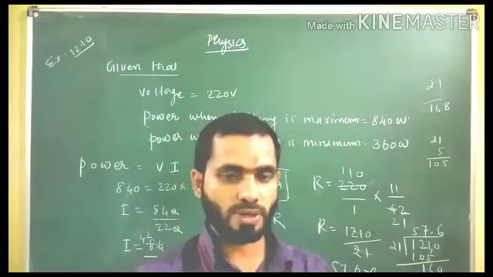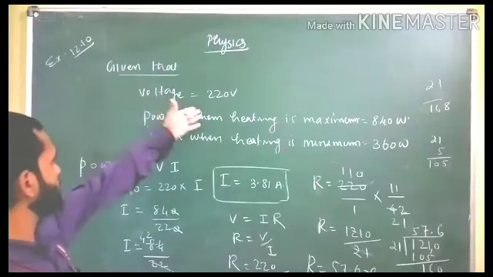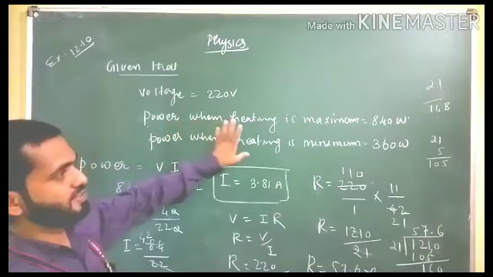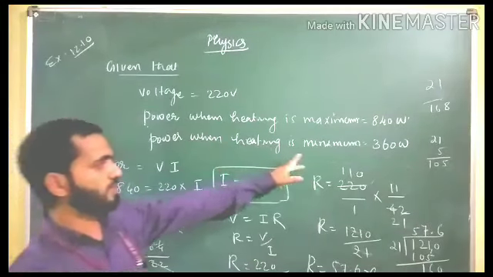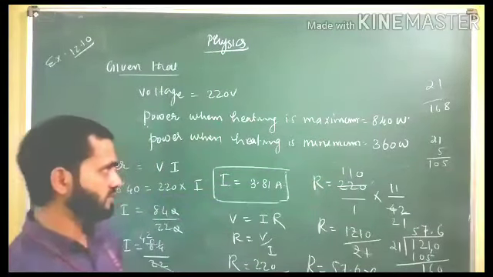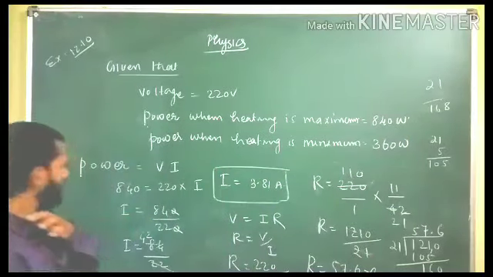57.6 ohm. So once again, students, I will explain from here. Voltage is given, 220 volt. Power when the heating is maximum, that is 840 watts. Power when the heating is minimum, that is 360 watts. So here 840 watts and 360 watts.